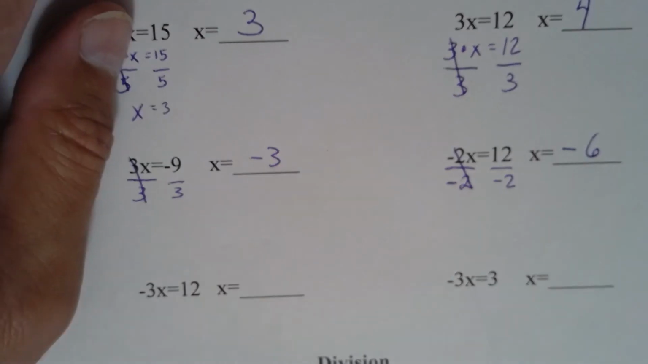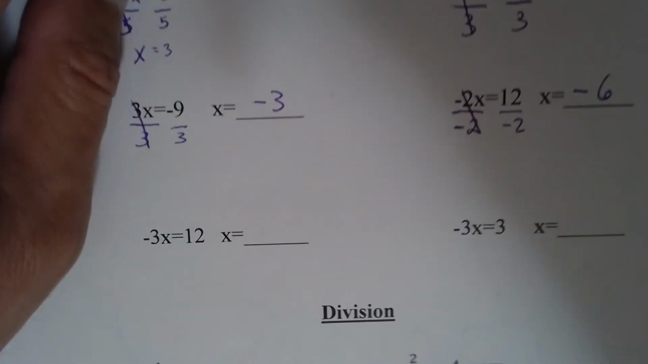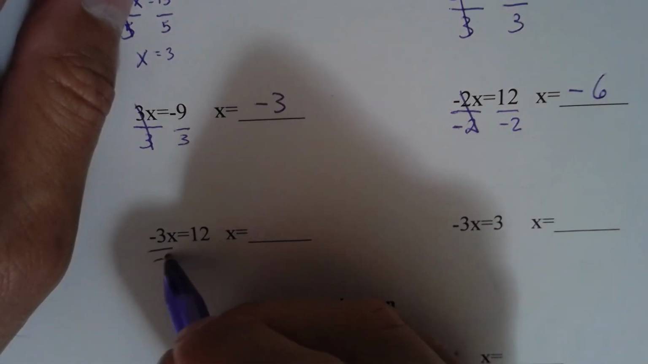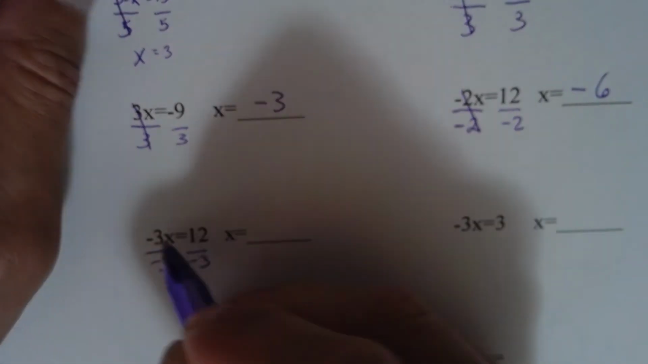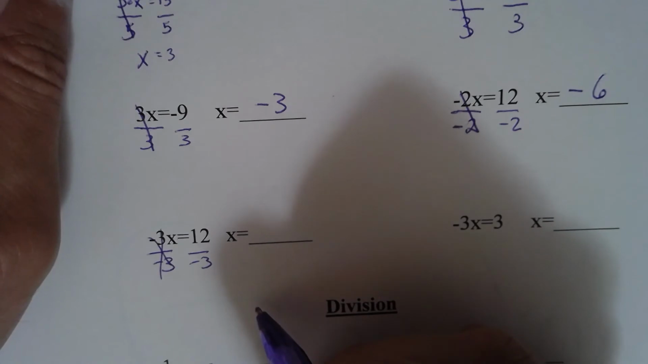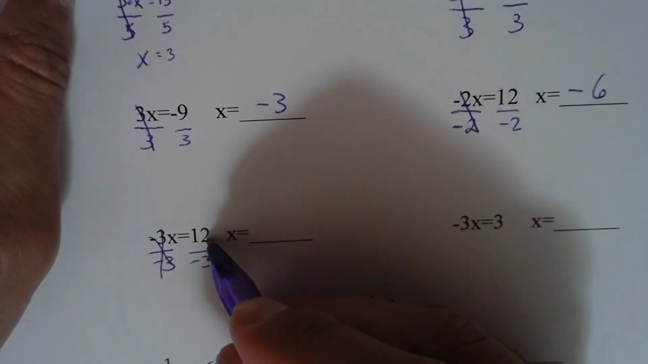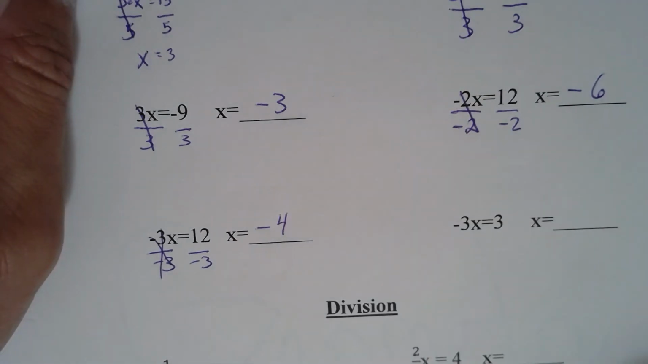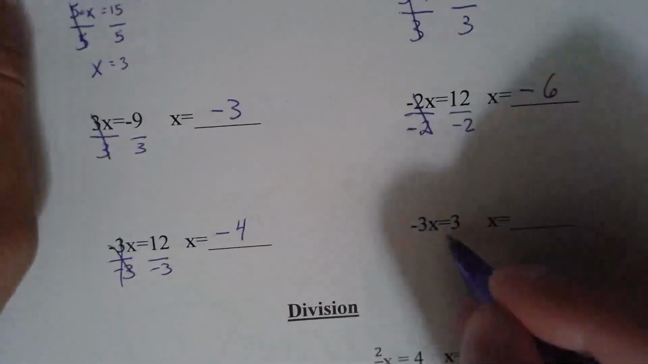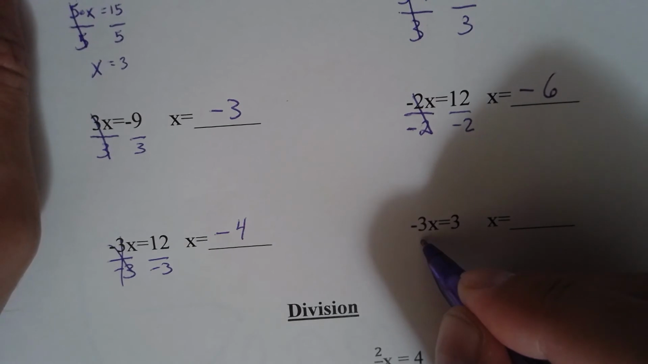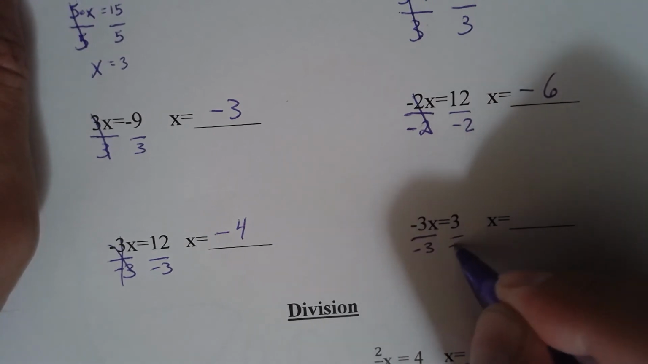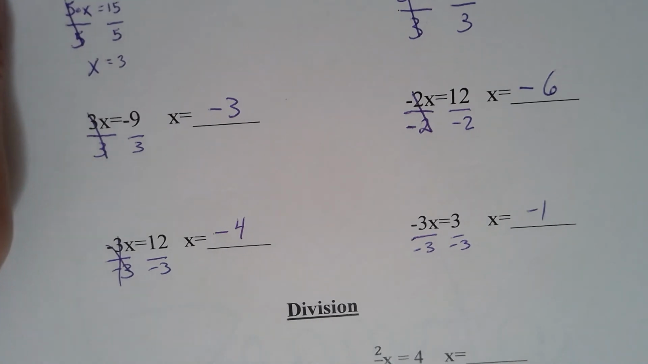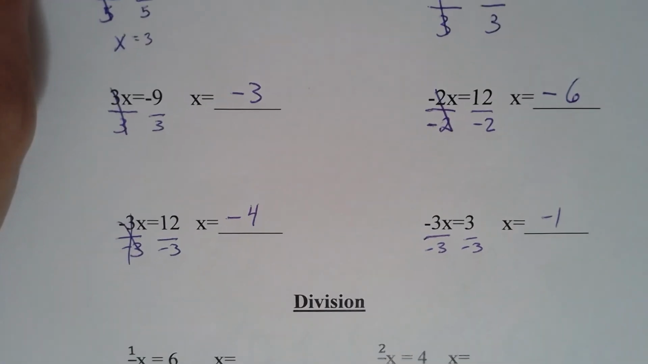And 2 more here, guys. Negative 3x. So I divide by negative 3 on each side. You can see how quick this gets going. I'm left with x. 12 divided by negative 3, negative 4. Again, use your calculator if you need to. Here's negative 3 next to the x. So I divide by negative 3 on each side, and I get negative 1. So that's multiplication. Let's look at the division.